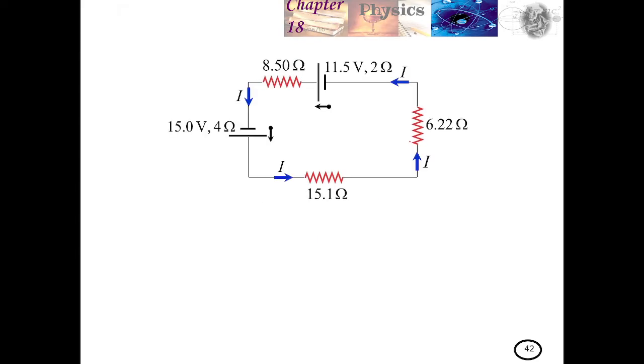First of all, we can see that the current flowing out of both batteries is in the same direction. So we can say that the loop will be counterclockwise. Now we're going to make an equation out of it.